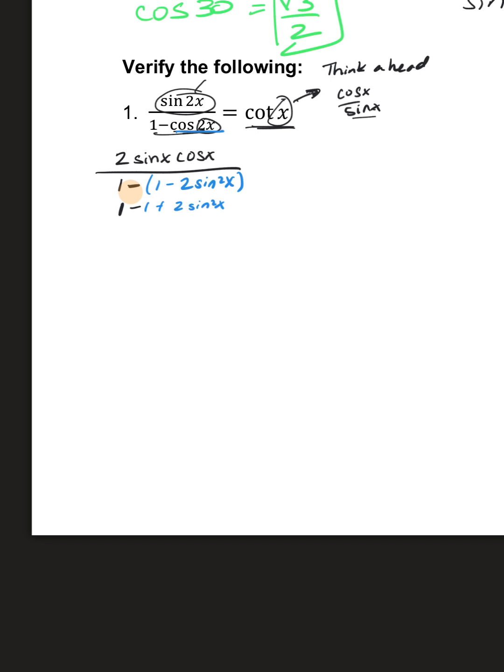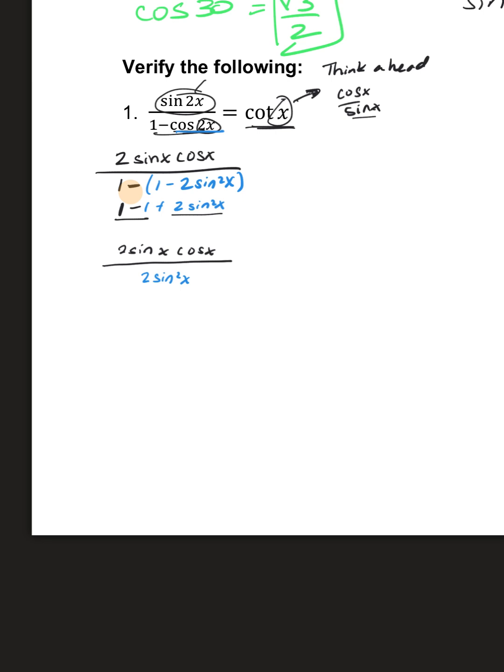Okay, so now, on the top, I still have this 2 sine x cosine x. Just make sure when you're doing this, if you're doing what I do, work underneath, just keep it in an orderly fashion so that I can follow your work and that you can follow your work. So if I combine like terms, what is 1 minus 1? 0. What do I have left over? Well, I have a 2 sine squared x.